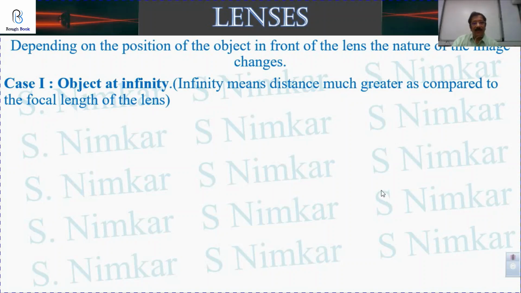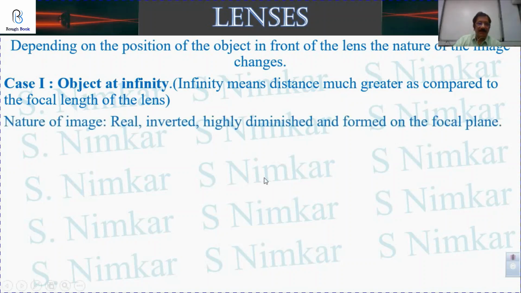Okay. Now, when the object is at infinity, the nature of the image is real, inverted, highly diminished. That means it almost becomes a point as the distance keeps on increasing, and it is formed on the focal plane.